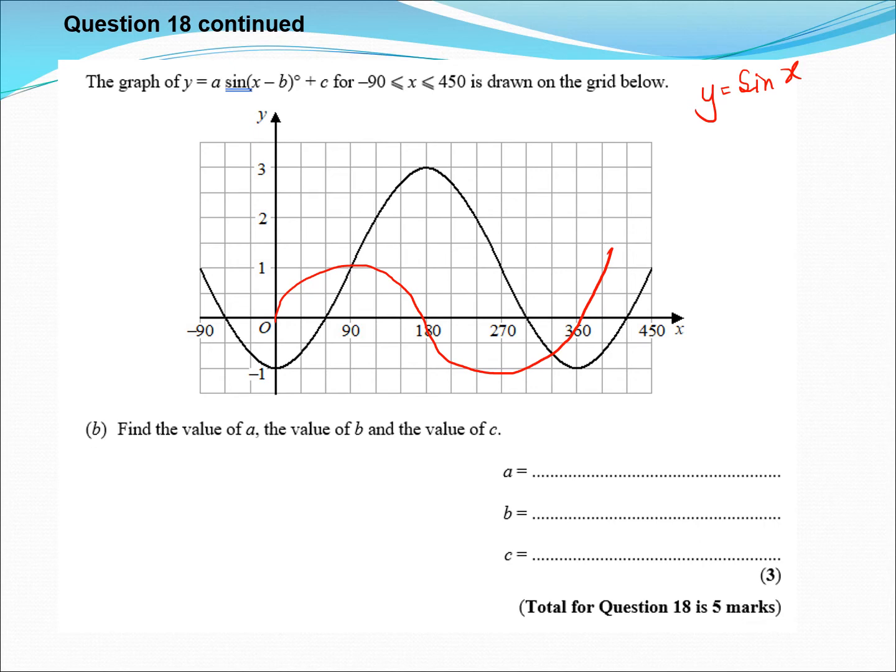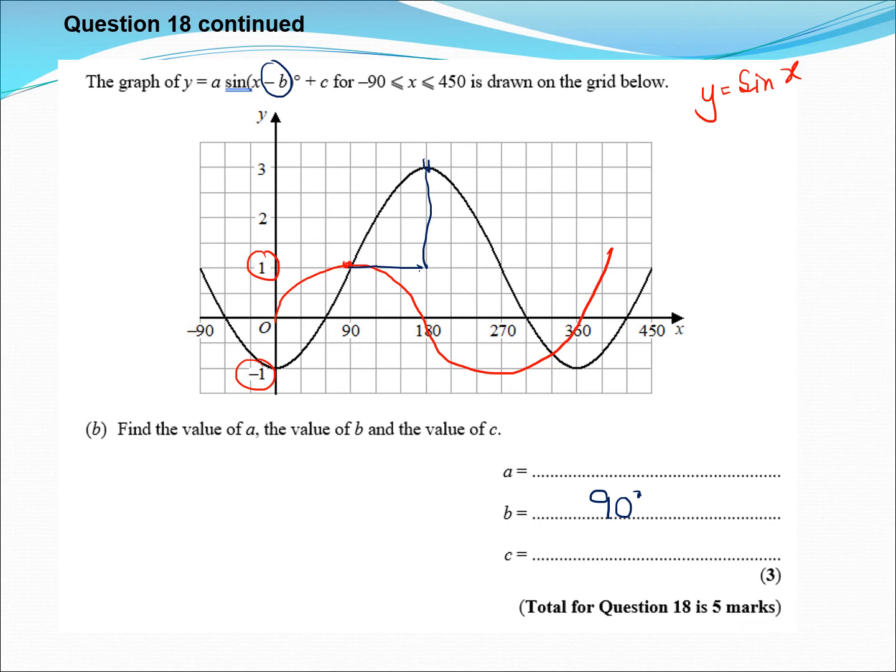Now we can see this peak where the maximum is positive 1 and the minimum is negative 1. The peak has moved 3 units to the right. 1, 2, 3, because the peak is now here. So for 3 units it's 90 degrees. So B, which affects the movement along the x-axis, is going to be 90 degrees. The graph has moved to the right because it's minus B. Now the peak here is 3, the maximum turning point, and the minimum is minus 1. It's meant to be 1 and minus 1.